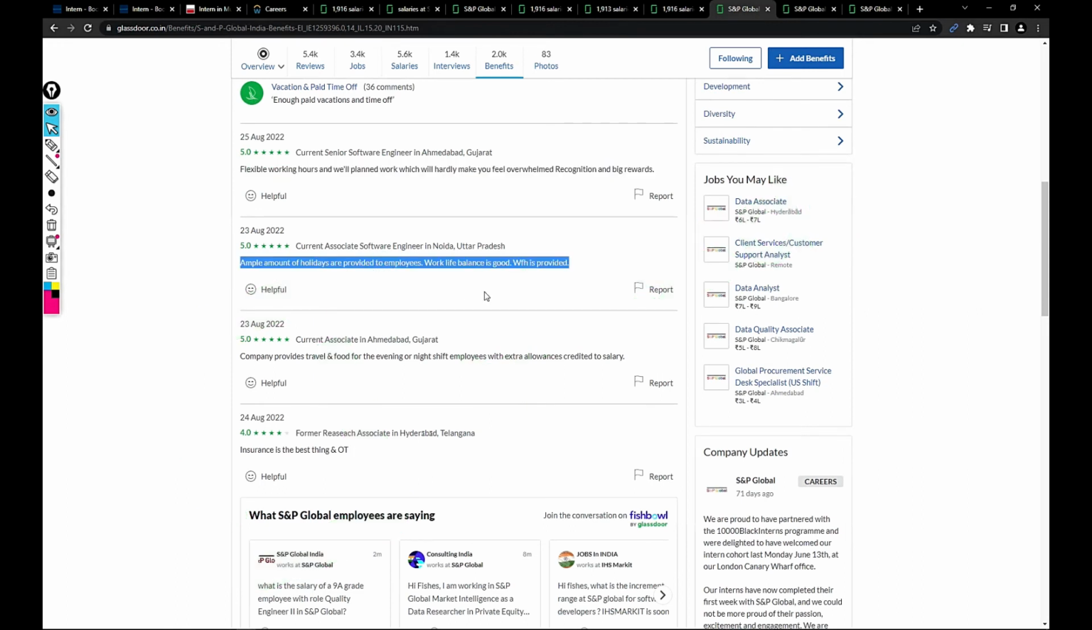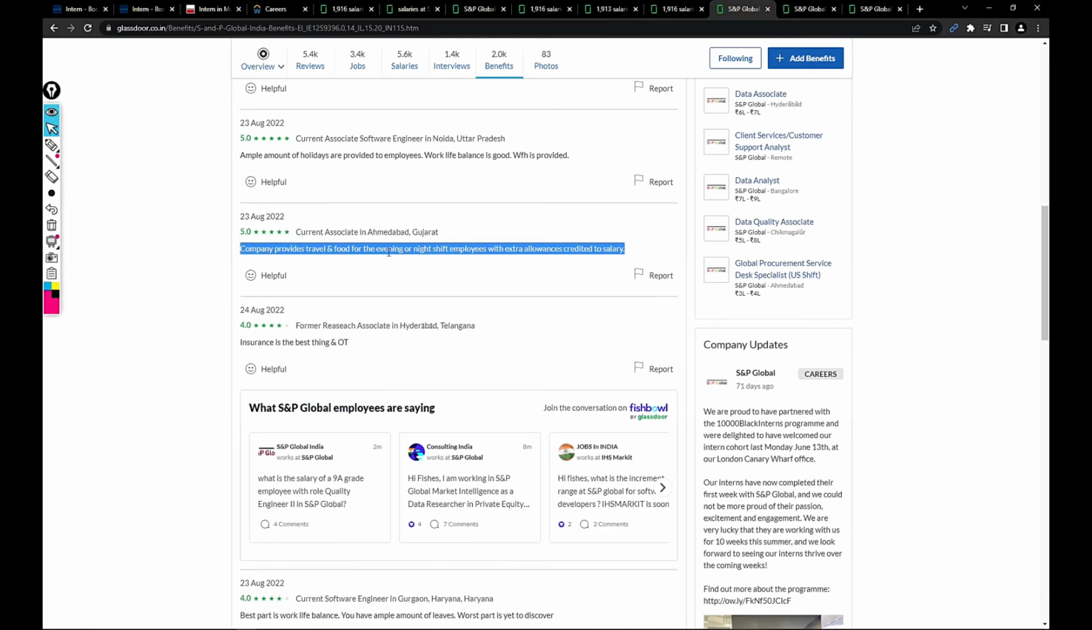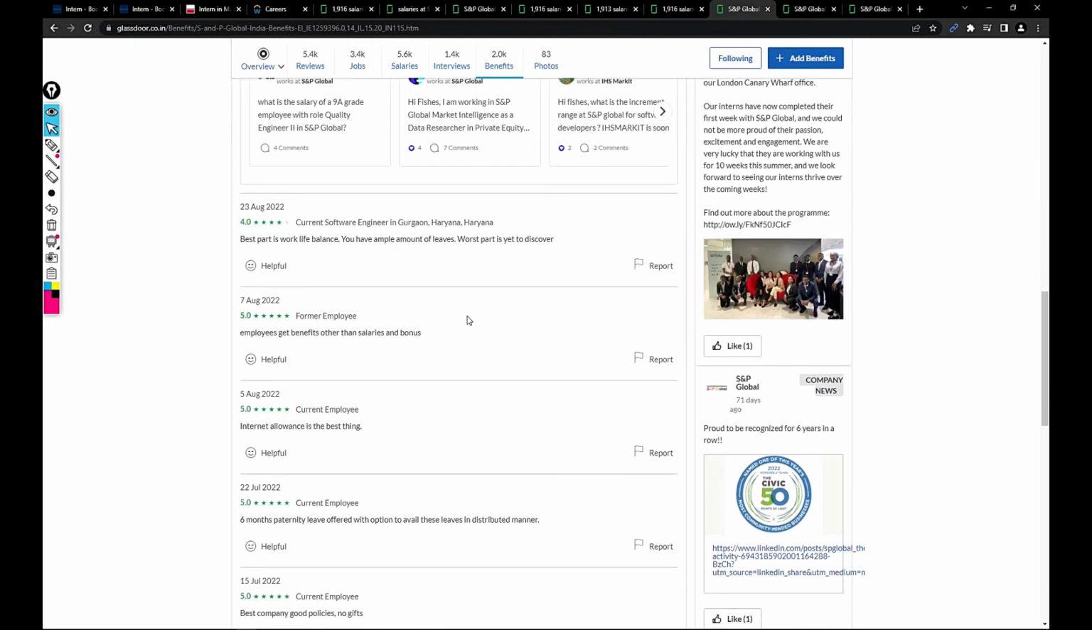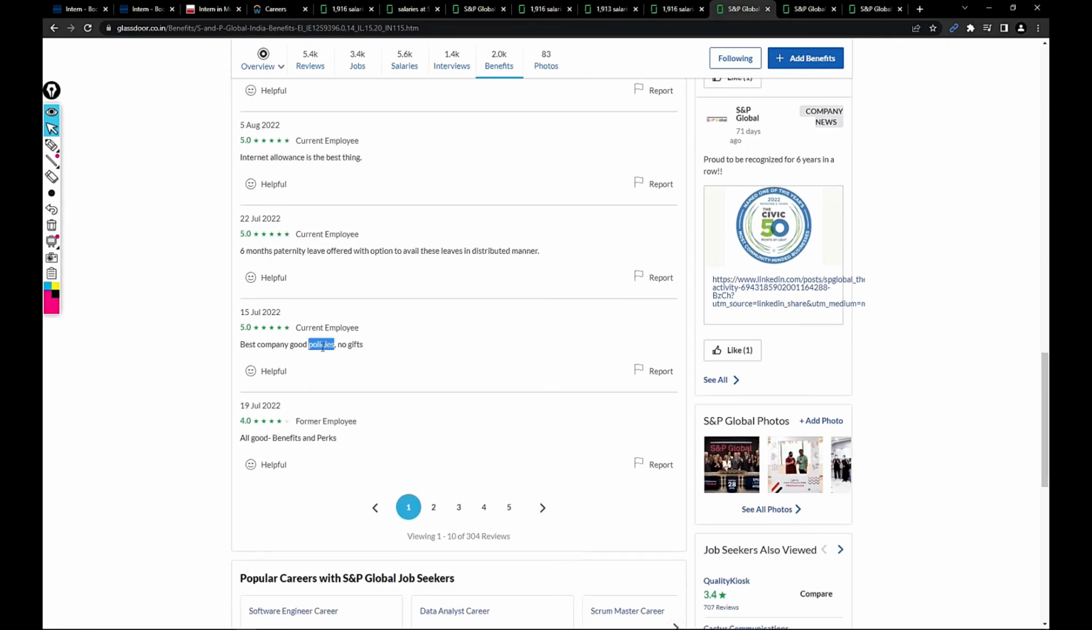Ample amount of holidays are provided to employees. Work-life balance is good. Work from home is provided. Company provides travel and food for evening or night shift, with extra allowances credited to salary. Insurance is the best thing, and overtime. Best is work-life balance, employees get friendly benefits and salaries, good companies, good policies, all good benefits and perks.